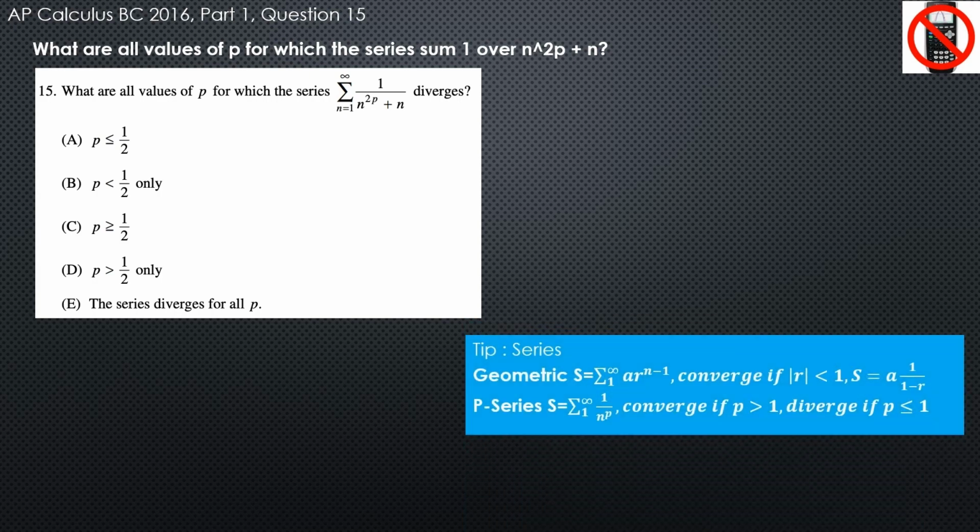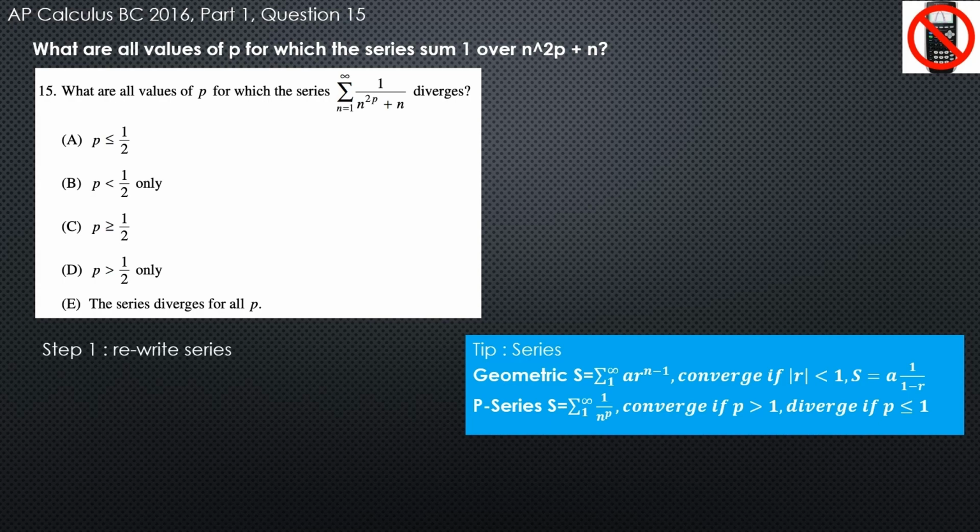Tip for series. Geometric series: the sum from 1 to infinity of a r to the power n minus 1 converges if the absolute value of r is less than 1. S equals a times 1 over 1 minus r. P-series: the sum from 1 to infinity of 1 over n to the power p converges if p is greater than 1.